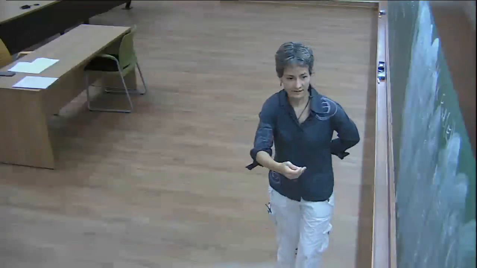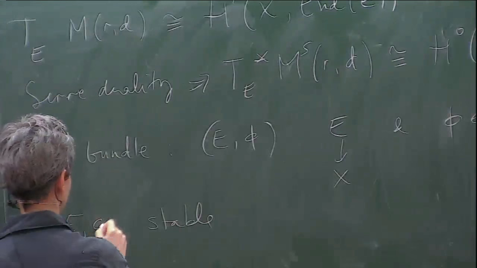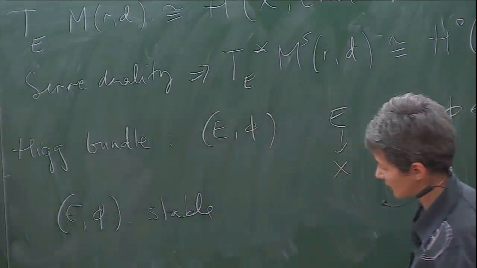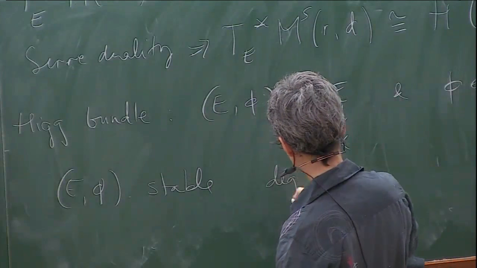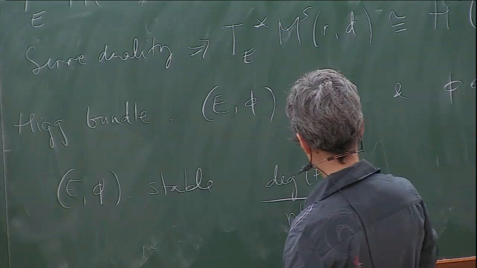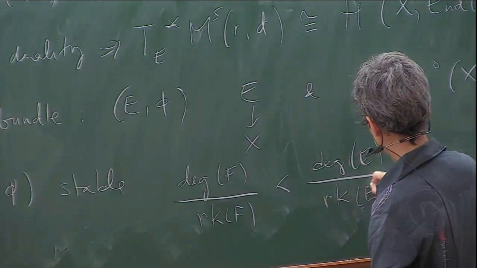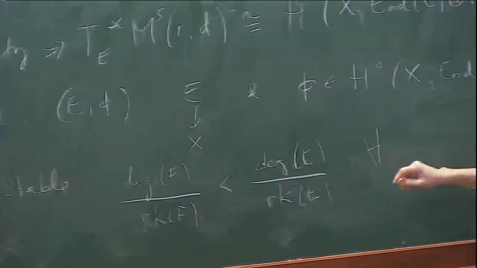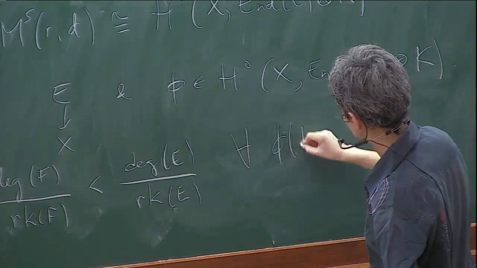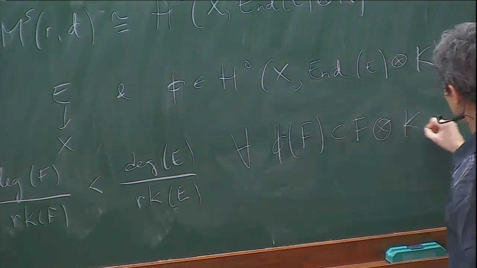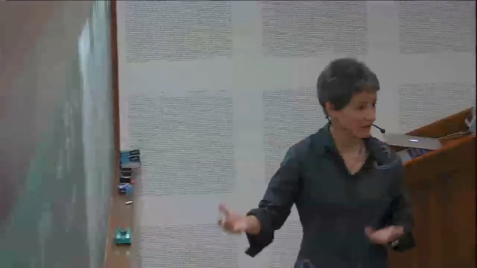If we consider all such things, we need to talk about the stability to do the GIT, the corresponding GIT, to get the moduli space. And the stability here is the following condition. The slope of a sub-bundle has to be less than the slope of the bundle, but instead of for all sub-bundles, only for the ones that are invariant under the Higgs field. So it gives you that you can have an unstable bundle which is a stable Higgs bundle.